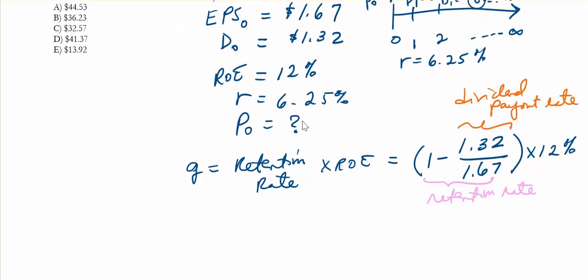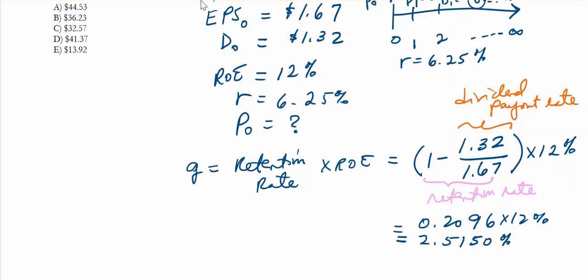Alright, so now let's put in 1.32 divided by 1.67 is 0.79. 1 minus that is 0.21, so we get a retention rate of 20.96% times 12%, which is 2.5150%.